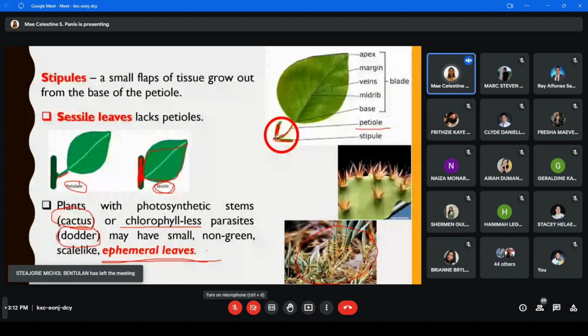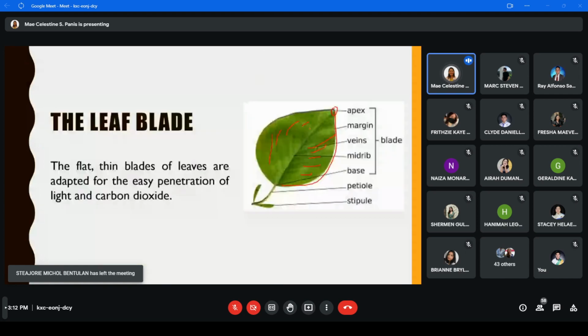Okay, so that's parang mga ugat ng leaf. And then we have the midrib. Okay, extension na siya sa petiole. Okay, the midrib. And then the base. That's the base.